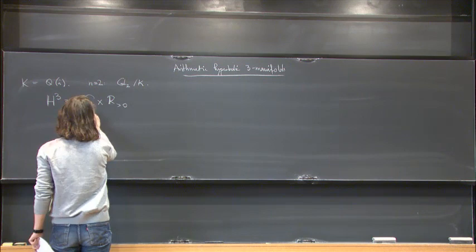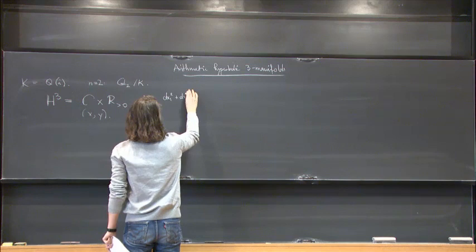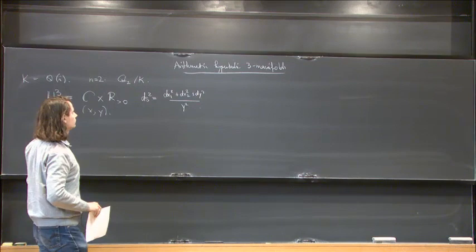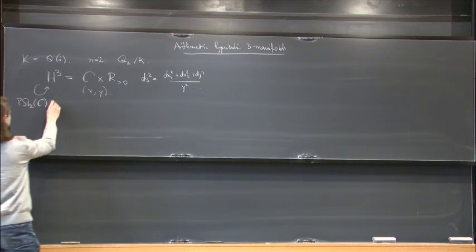If you think of these as terms x, y, then the hyperbolic metric is given by a similar formula as for two-dimensional hyperbolic space, you just add a variable. One can check that the group of isometries is isomorphic to PSL2 of the complex numbers. So that's the group of orientation-preserving isometries.